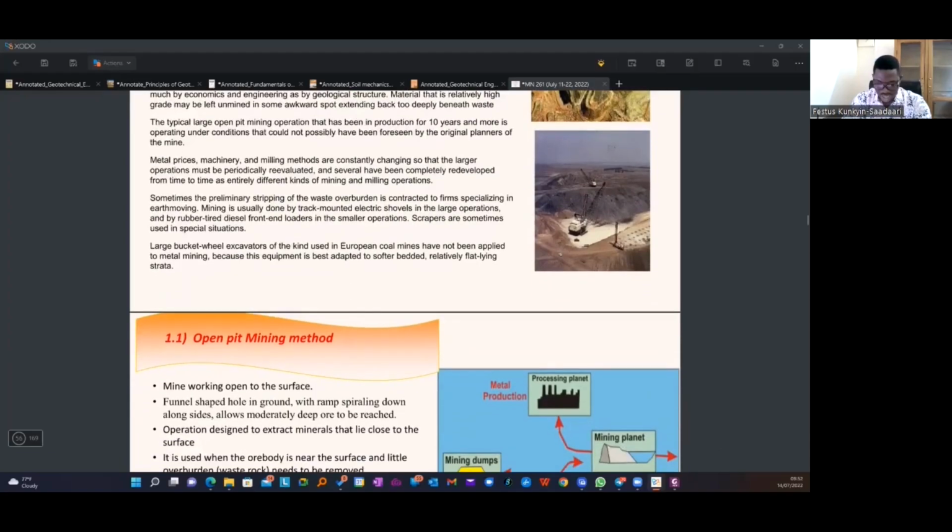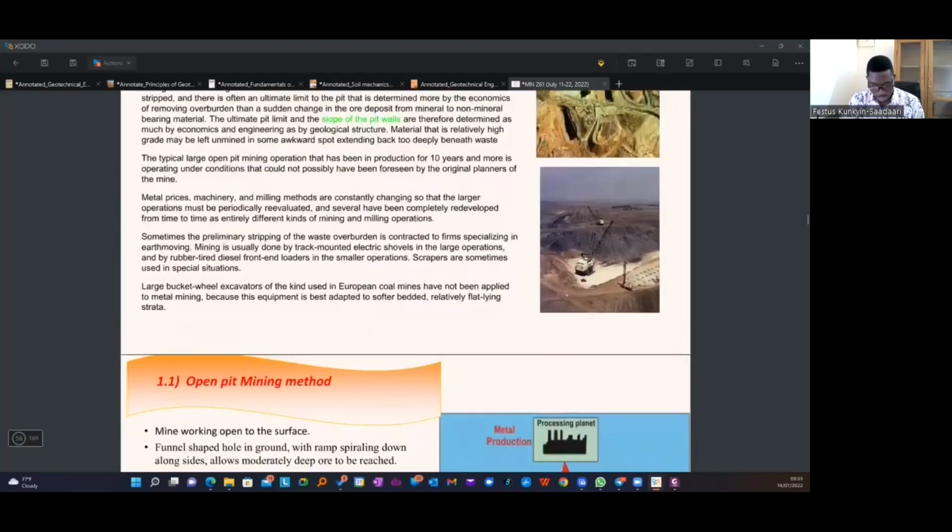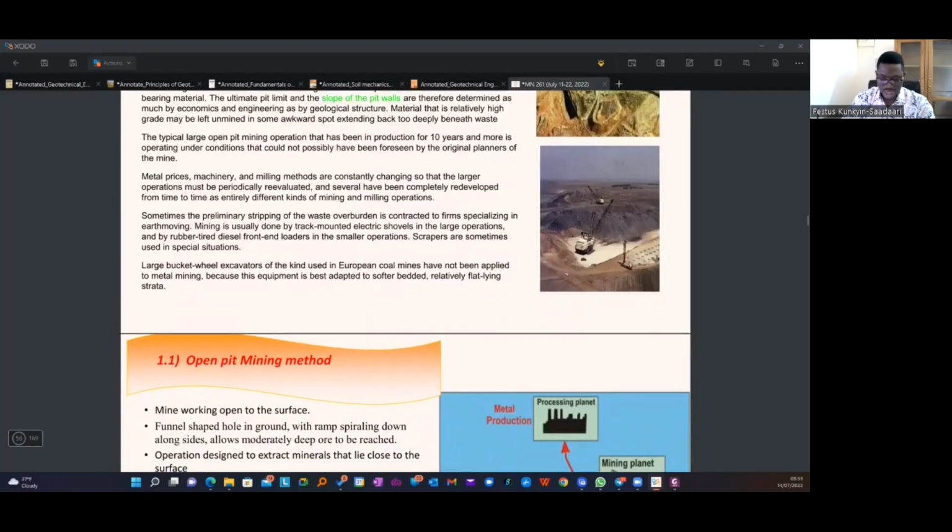Then we have the typical large open pit operations that have been in production for 10 years and more, operating under conditions that could not possibly have been foreseen. So it is saying that the typical large open pit mining operation that has been in production for 10 years and more is operating under conditions that could not have been foreseen. So again, they are drawing your attention to the diversity we encounter in a mine.